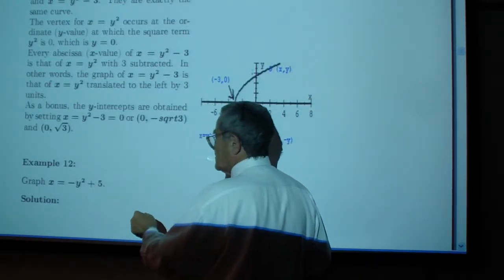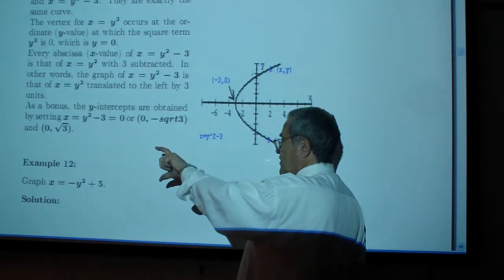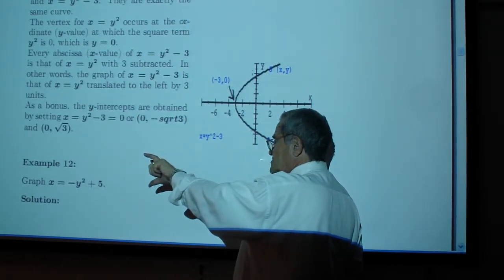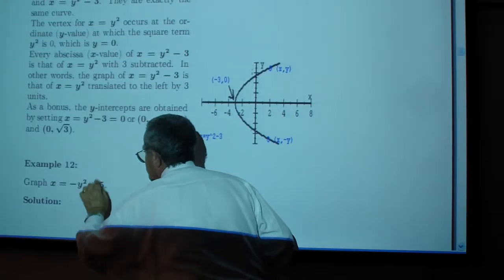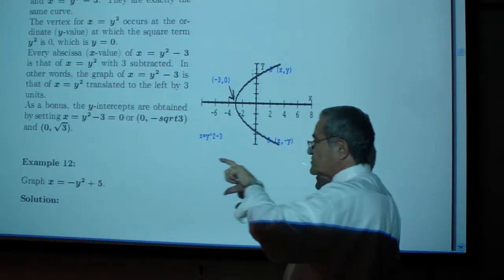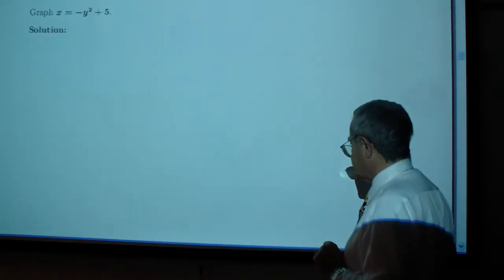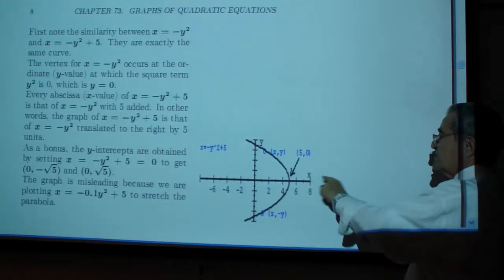X equals negative y squared goes that way. And to all these values of x, you add 5. So that curve moves 5 units to the right. Like that.